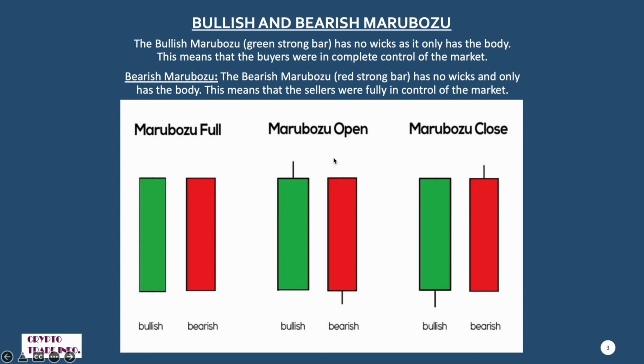Now this is all we need to know about the Marubozu candle. It signifies dominance. On the bullish, the buyers were fully in control. On the bearish, the sellers were fully in control. So this is the Marubozu candle, the candle of dominance.